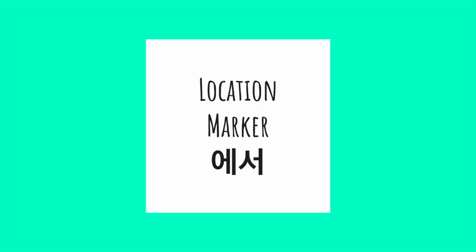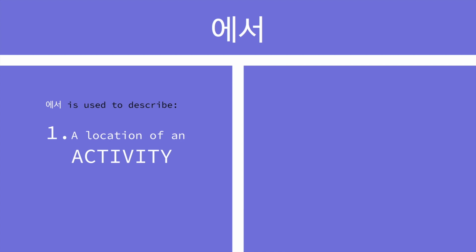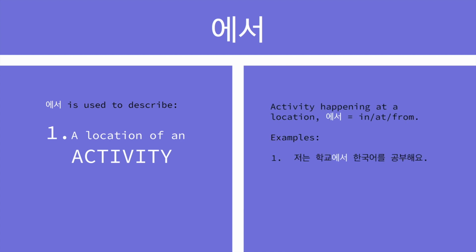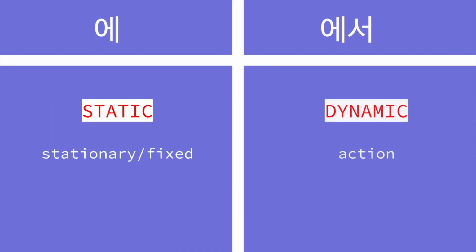Let's take a look at 에서. 저는 학교에서 한국어를 공부해요. I study Korean at school. An activity is taking place at the location. 제 책을 학교에서 읽어요. 에 is a static locative particle, meaning that what is happening is stationary or fixed, explaining the existence of something or the direction of something. 에서 is a dynamic locative particle, meaning there is an action taking place at a location.